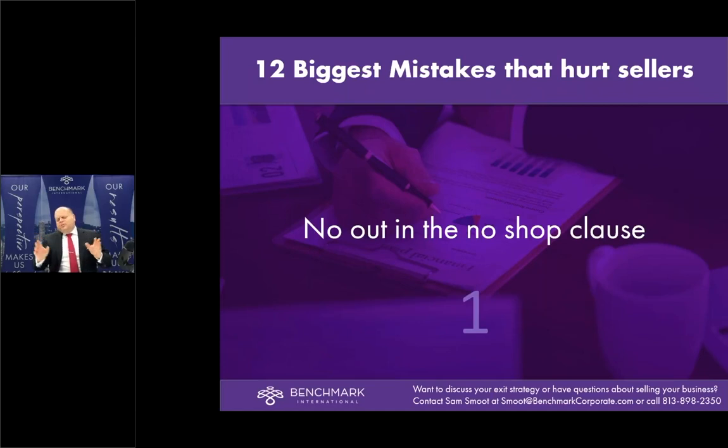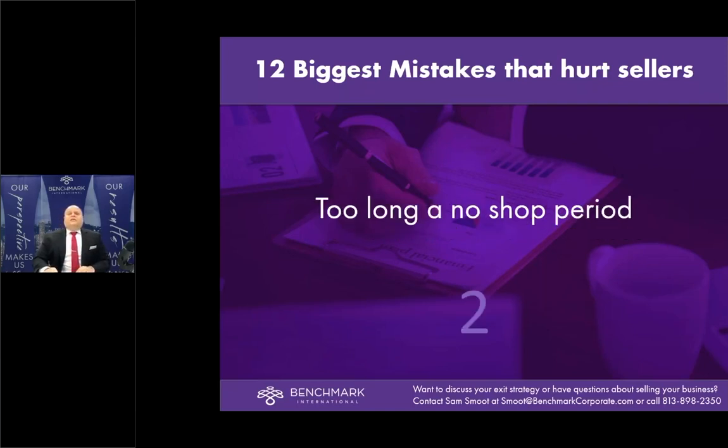And these are in no particular order. I think there was some order when we created these, but it's not like most common to least common or most important to less important. They're all important, and they all happen.